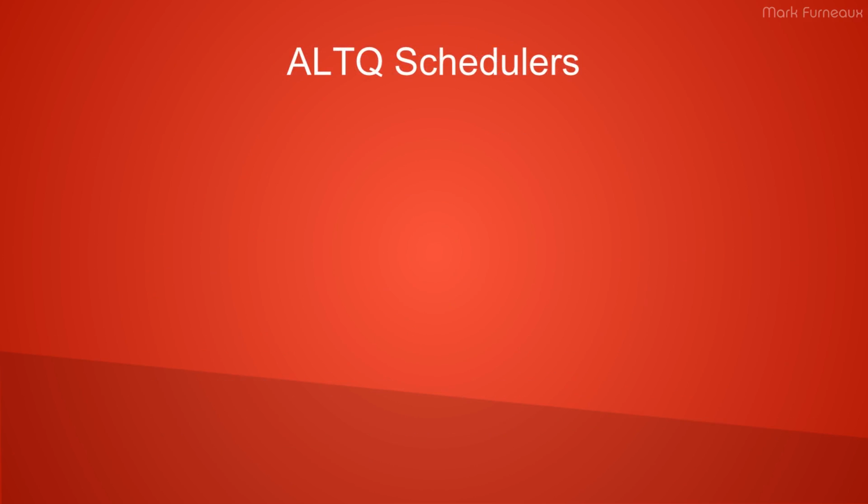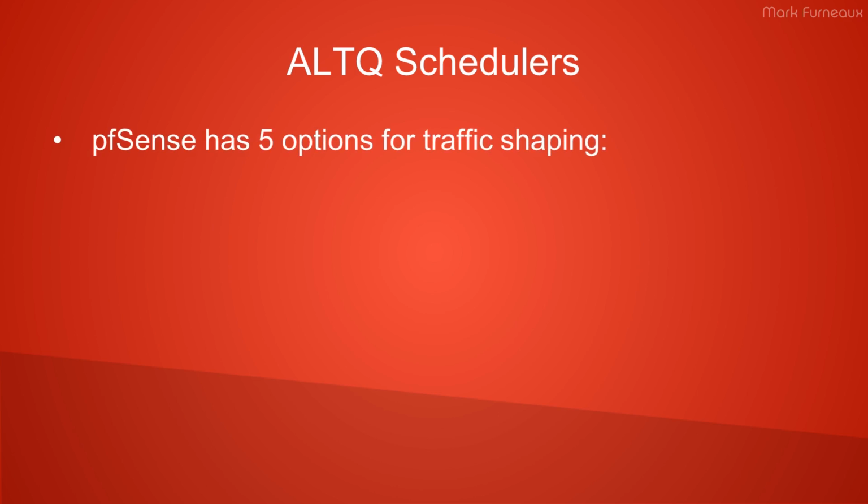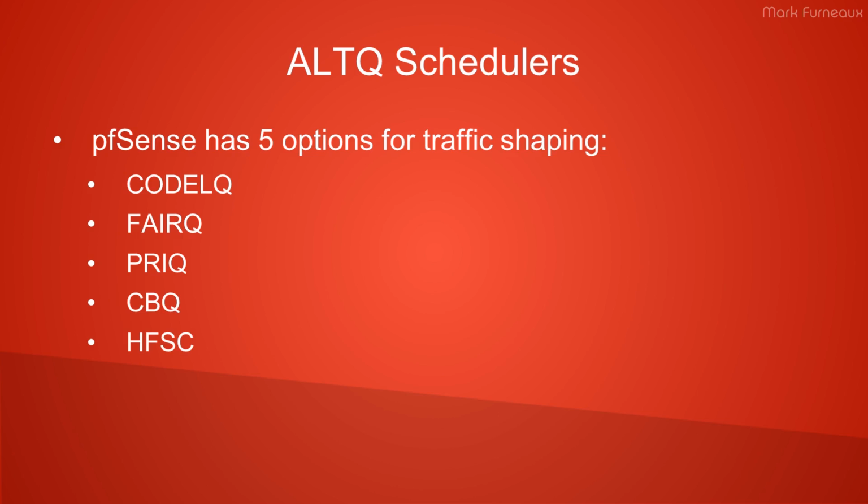So with limiters out of the way, we now move on to the ALTQ schedulers. And this is where things get far more interesting. Now, pfSense has 5 built-in options for doing traffic shaping. And they are CODEL, FAIRQ, PRIQ, CBQ, and HFSC.